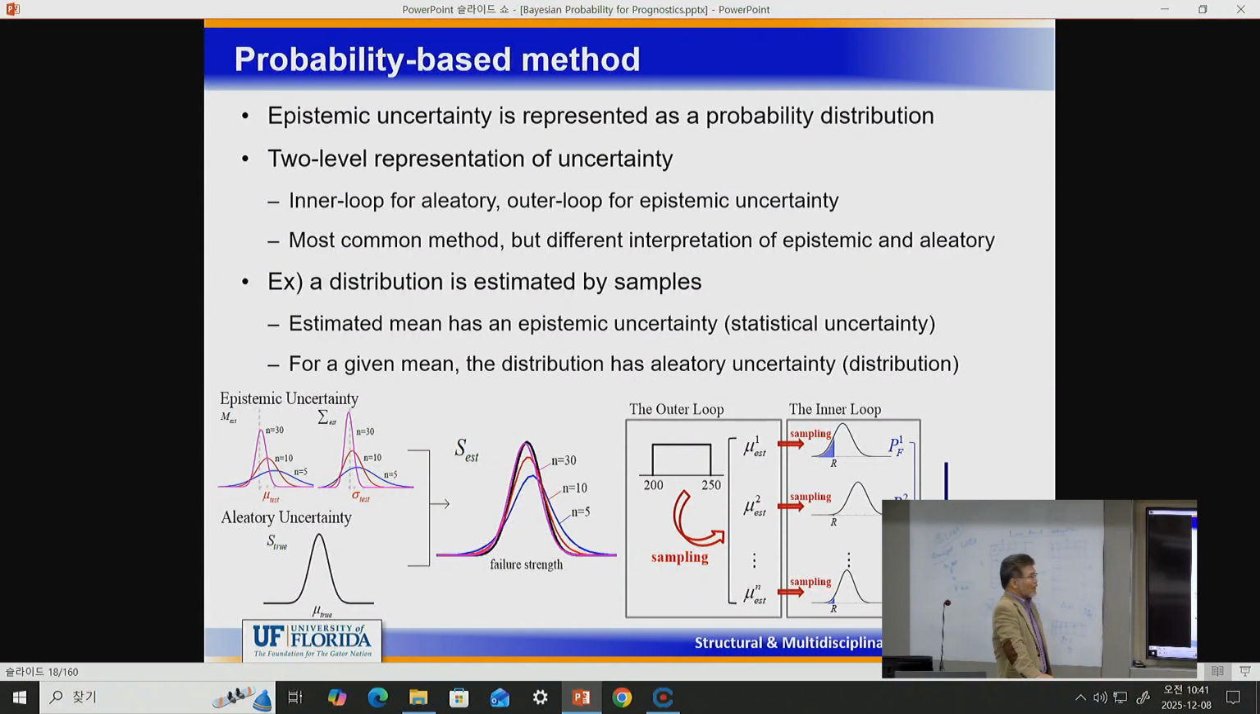Probability-based method. A lot of people don't like this idea because it's not random. We are estimating a constant value, right? But this is not randomness. This is the shape of my knowledge.